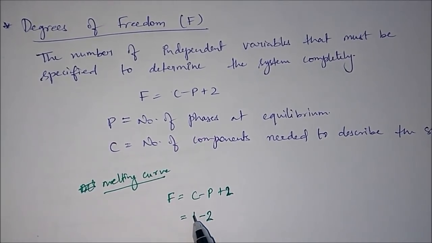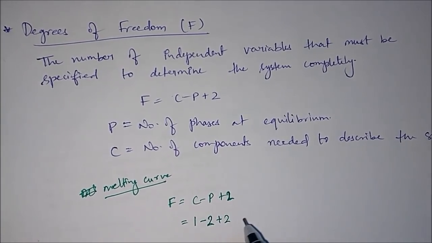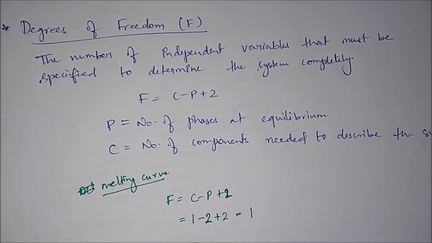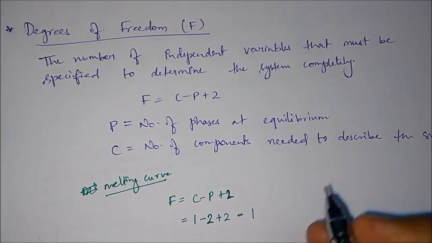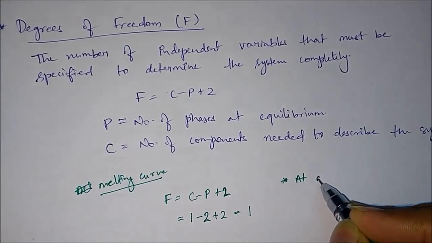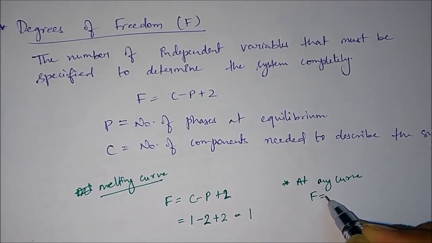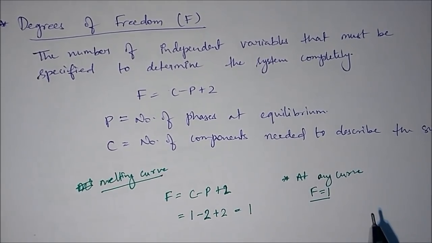So component is 1 and phases are 2, and plus 2 will give you F value to be 1. So the degree of freedom at any curve, I'll just generalize it, at any curve we have F equals 1. So degree of freedom on the curve will be 1.